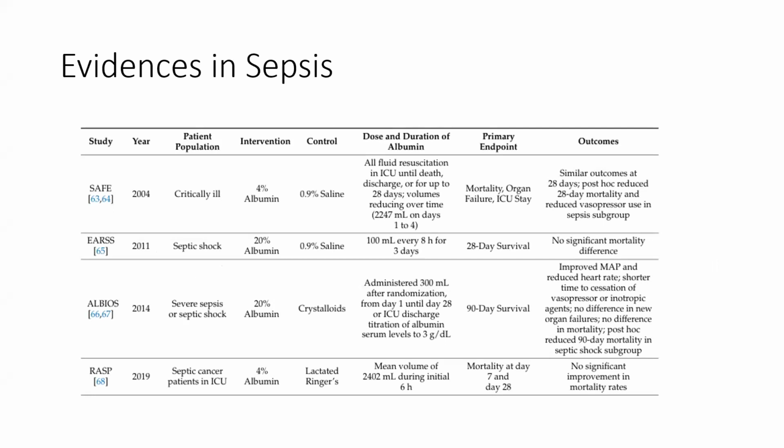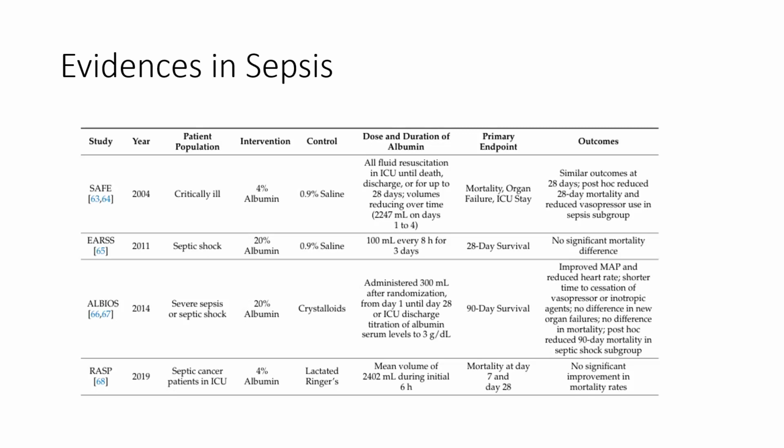In 2004, the SAFE trial was published, which compared 4% albumin versus 0.9% saline. The outcome of the study was that it had lower 28-day mortality and reduced vasopressor use in the septic subgroup. And in 2011, the ALBIOS trial was published. It again included septic shock patients, which compared 20% albumin and 0.9% saline, and it showed there was no significant mortality difference.